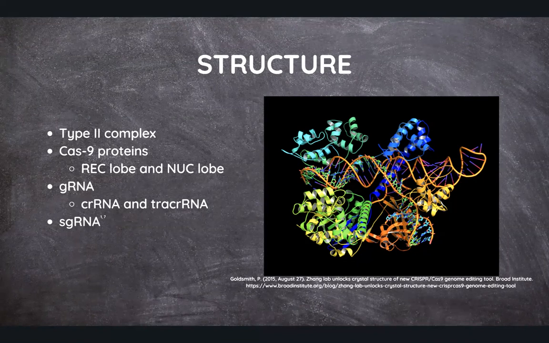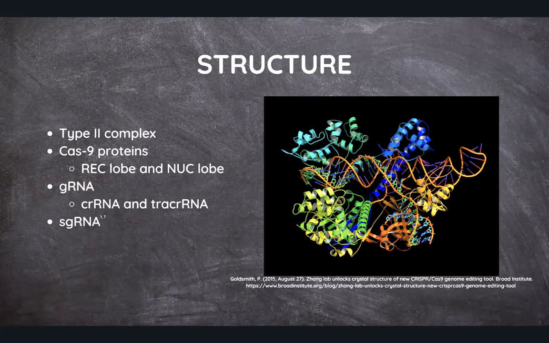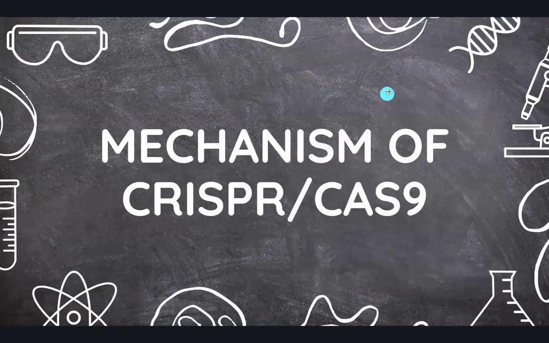However, in gene editing, crRNA and tracrRNA can be combined to form a single guide RNA, or an sgRNA. This fusion enables the targeting of virtually any gene sequence that is intended for modification. So the mechanism of CRISPR-Cas9 can be divided into three main parts: recognition, cleavage, and repair.